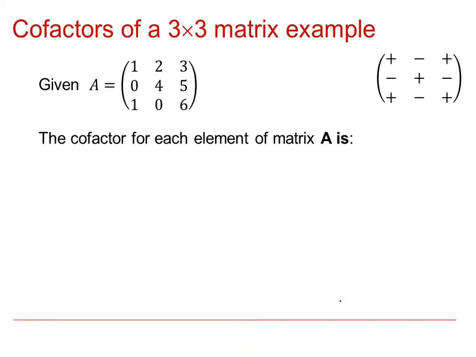So here we have a 3x3 matrix. Notice the sign allocation for each element, and the ones you've got to watch out for are the ones in this diamond position. These four are the ones you've got to be careful with. And you may want to pause the video at this stage to see if you can find the cofactor, all 9 cofactors for the 9 elements in matrix A.